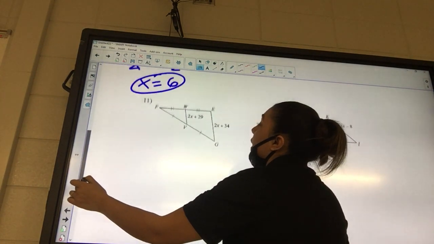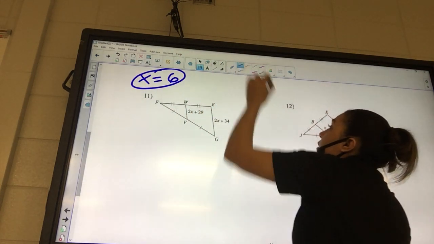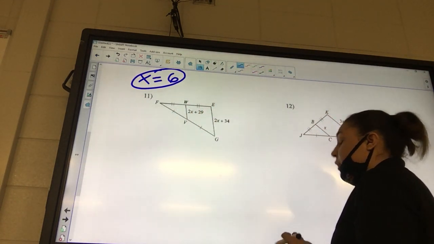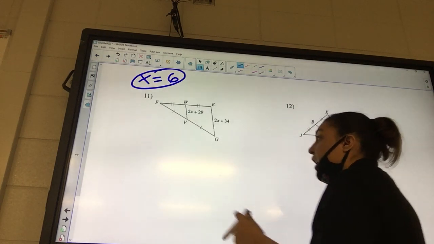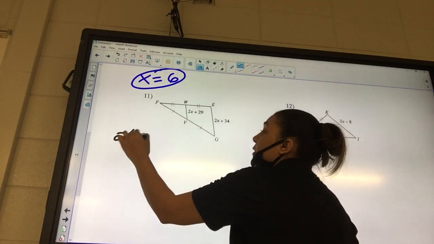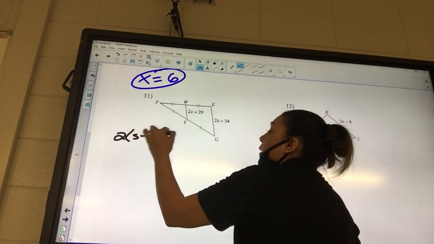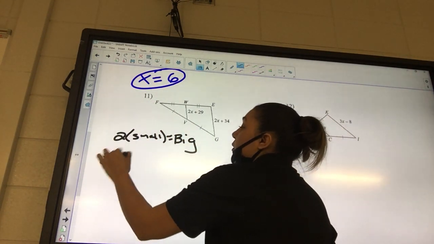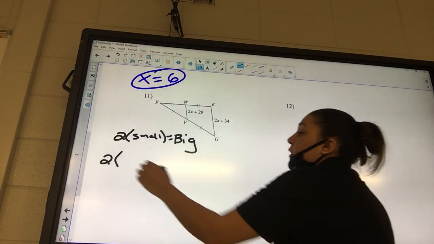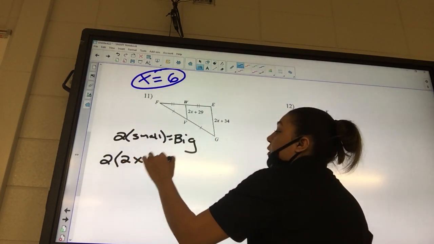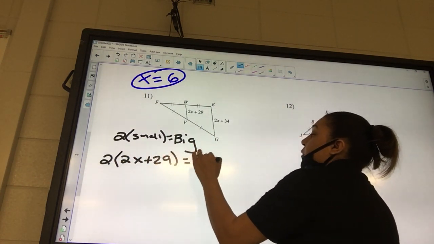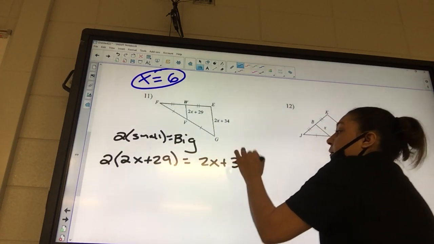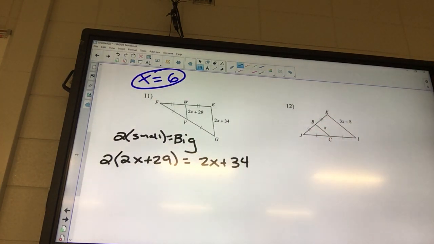So, I got a big one and a small one. So what is the formula? 2 times small equals big. Okay, so we got 2, and then our small one is going to be 2x plus 29 equals our big one, which is 2x plus 34. And I'm going to need a calculator.